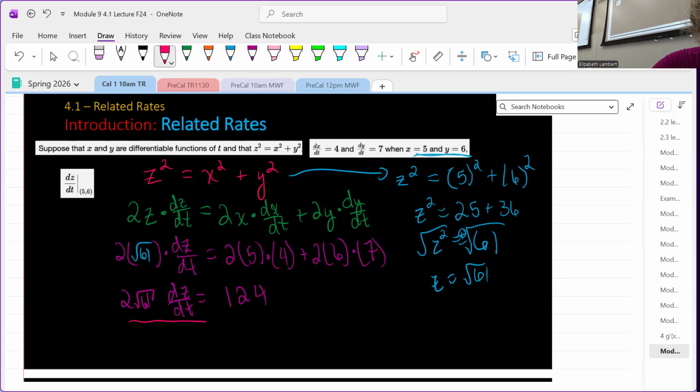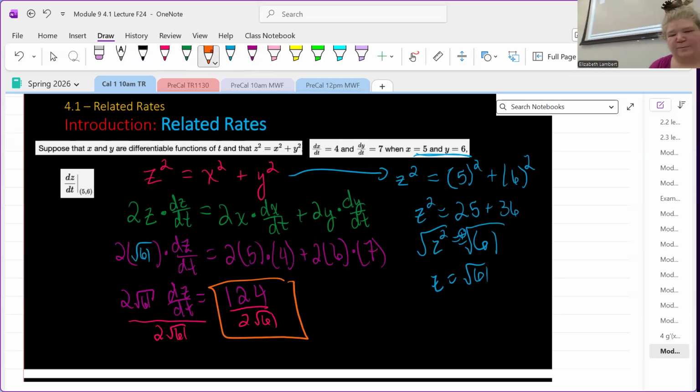And then we just divide by the stuff being multiplied by dz/dt. So we have 2 square root 61 that we're dividing by. And I would leave the answer like that. WeBWorK will take unrationalized fractions.